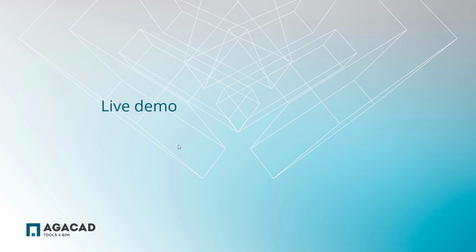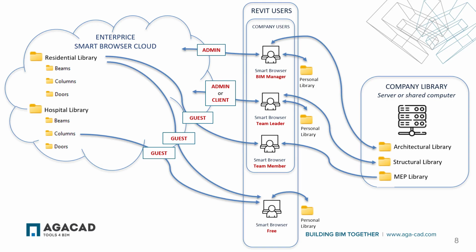And as I promised in the beginning of the webinar, I will shortly speak about different versions of the tool and announce some future changes for the tool as well. So here you can see all the versions of the Smart Browser that we have. It's a BIM Manager, Team Leader, Team Member, and Free version. And currently, how the Smart Browser works can be seen on the right part of this slide.